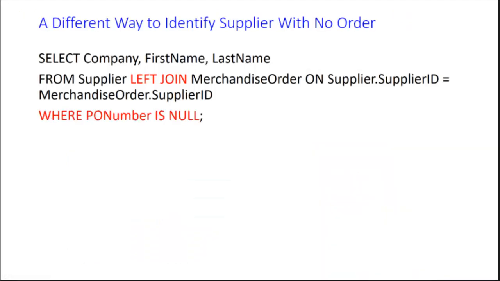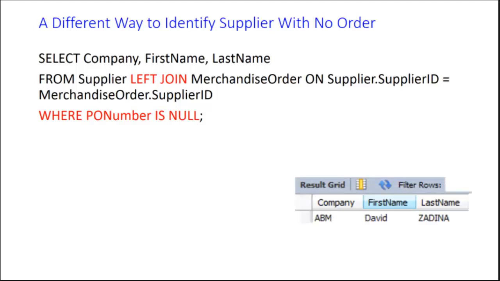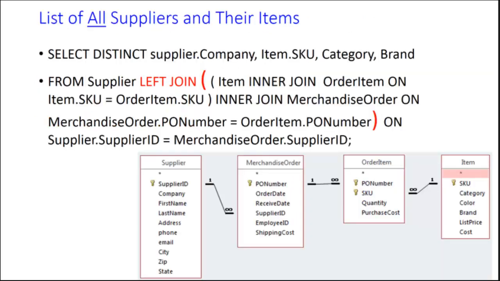We do have a different way of retrieving that information, which retrieves only the supplier with no records. Selecting the same fields, and then in criteria, where purchase order number is null, because left join will retrieve all the supplier data, and since we don't have any matching purchase order number, it will be null, and this result will show only that supplier. Left join can work with more than two tables.